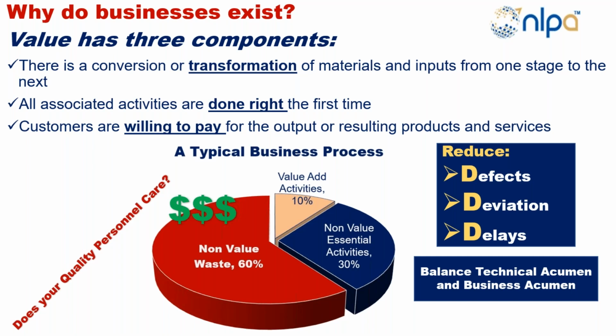And then about 30% of the activities in the typical supply chain, in the typical business, do not add value, but they're essential components, maybe inspection points, some auditing procedures, accounting procedures that don't transform the product. They do not add value, but they're essential elements of work.